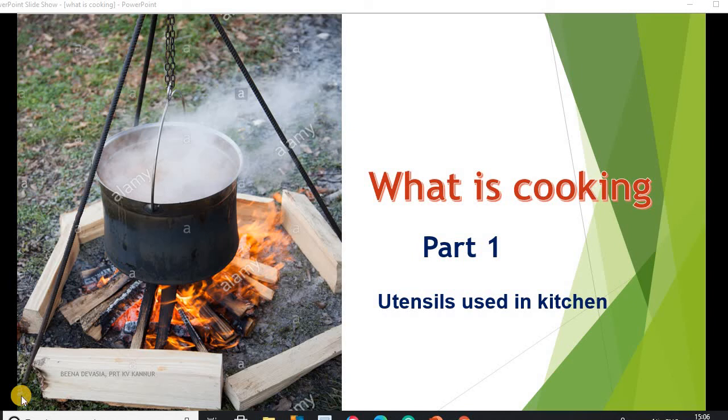What is cooking? Part 1. Utensils used in kitchen. Good morning, children. How are you all? I am sure all of you are keeping fine and enjoying yourselves at home.